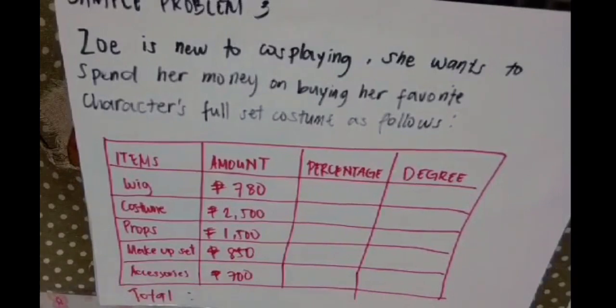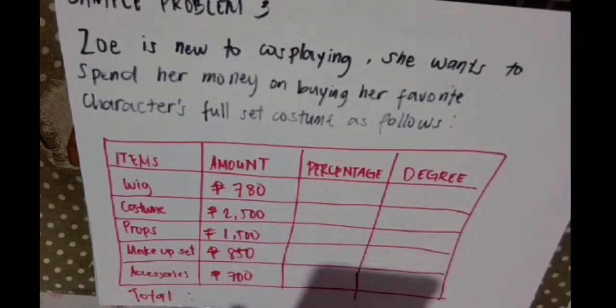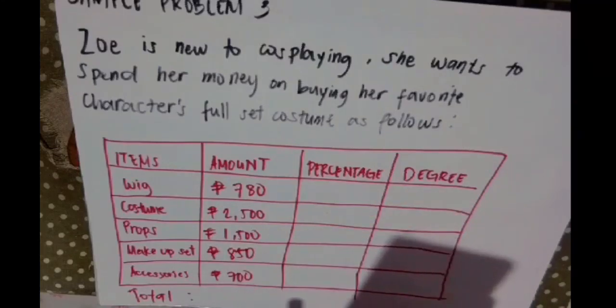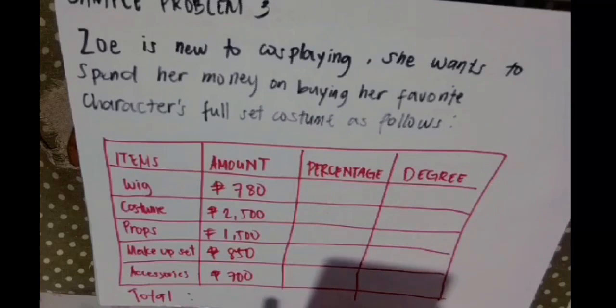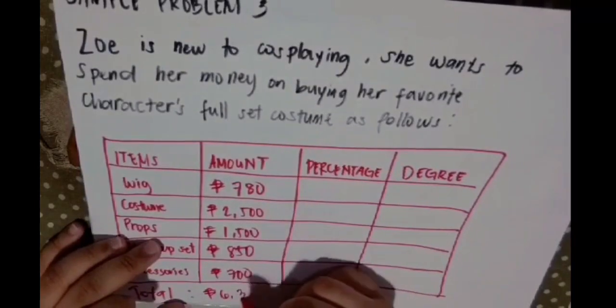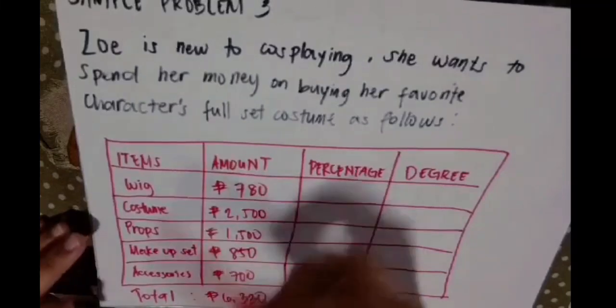Now, we are going to get our calculator and sum it up. So 780 plus 2,500 plus 1,500 plus 850 and plus 700, that would be a total of 6,330. So that is our total amount for the items.